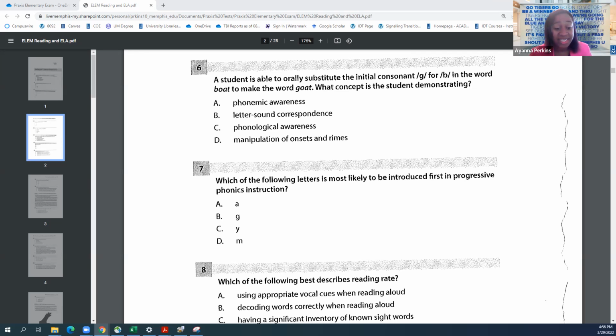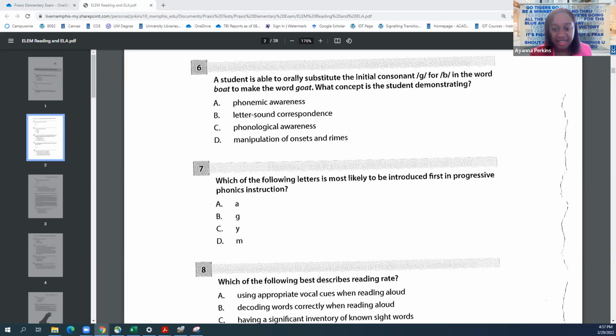I do understand why you said that, but if you think about it, if they're doing that, they're not manipulating the rhyme at all, as you said. So it's not a manipulation of onsets and rhymes, although it does involve that onset. I would think that you all would struggle between phonemic and phonological awareness. But the correct answer is A, phonemic awareness. We do know that it's not letter sound correspondence, and for that reason, I just explained it's not D. So you could also use process of elimination there.